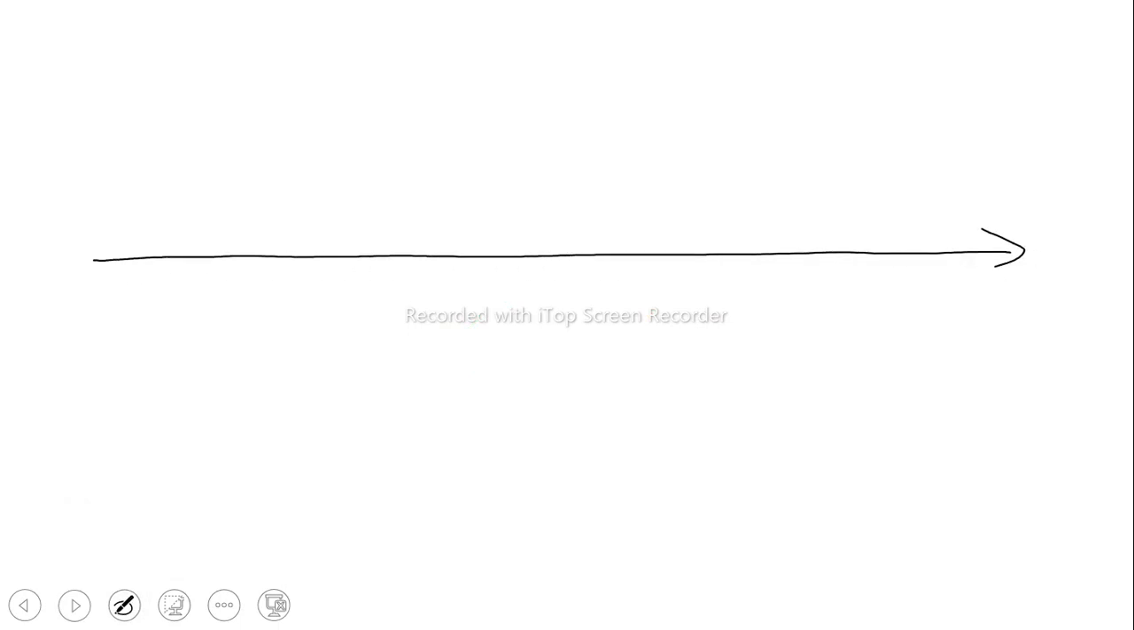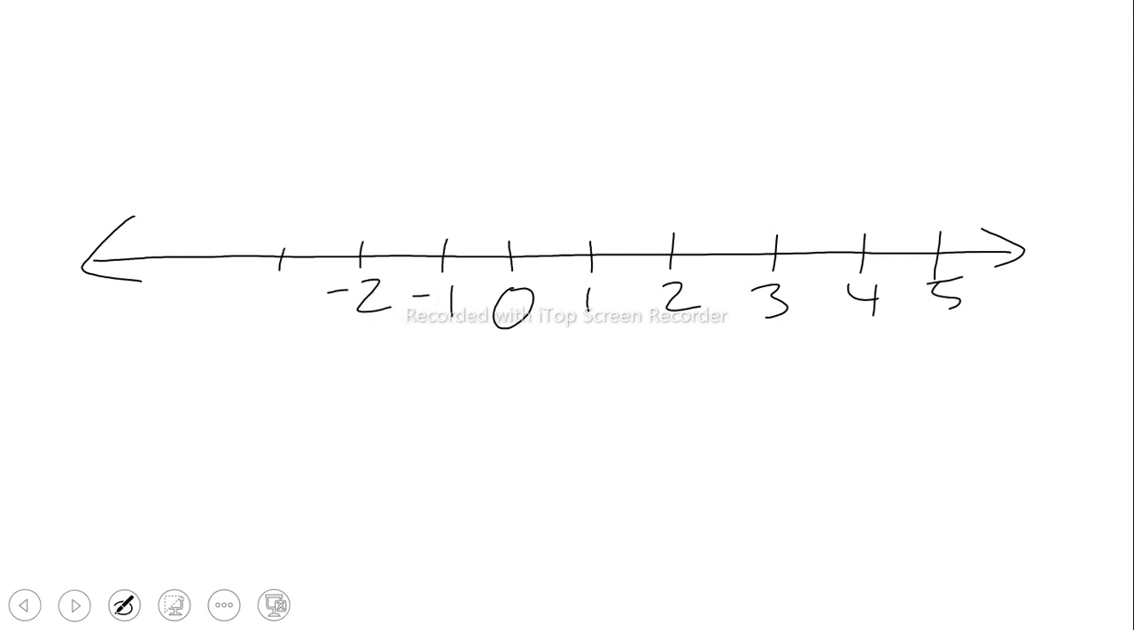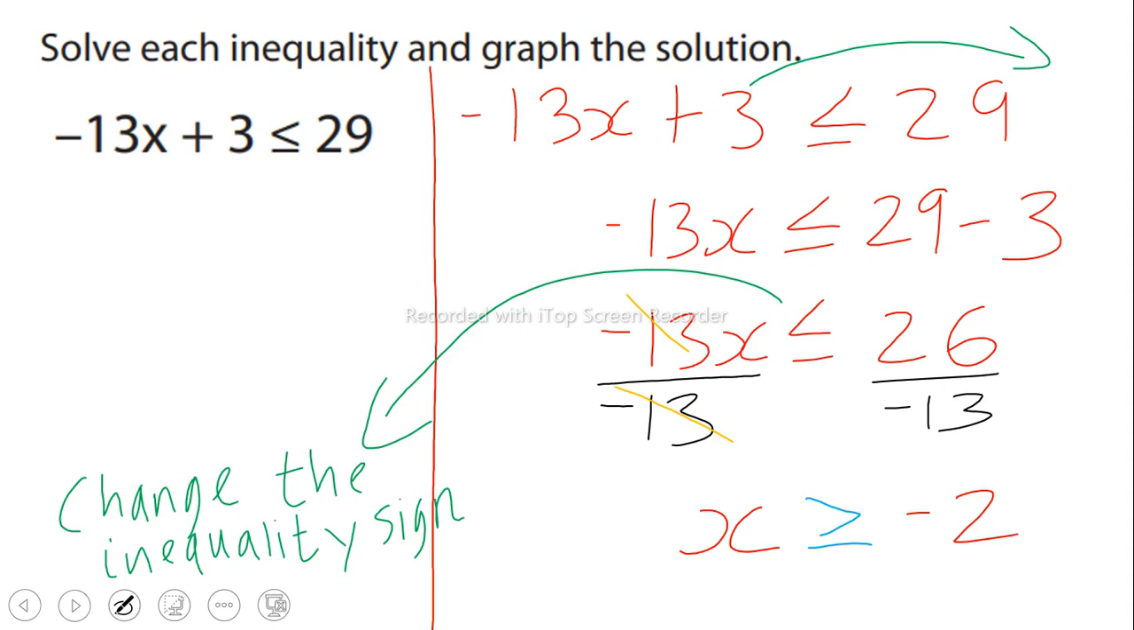All right, so the number line. We put 0 in the middle, 1, 2, 3, 4, and 5. Here we have negative 1, negative 2, negative 3, negative 4, right? Are we good? Yes, sir. Now, what does the question say? The question says x is greater than or equal to negative 2.